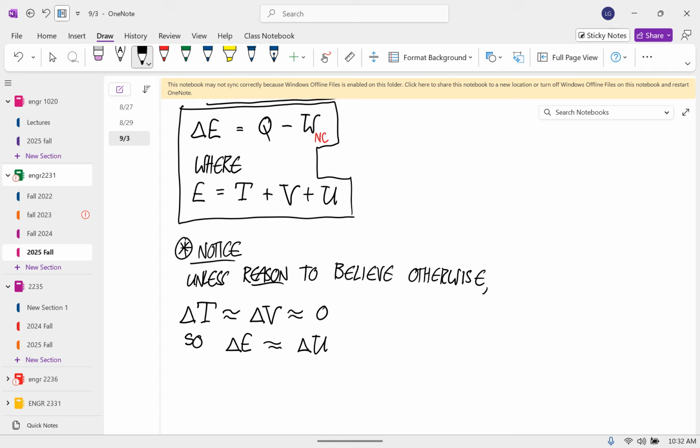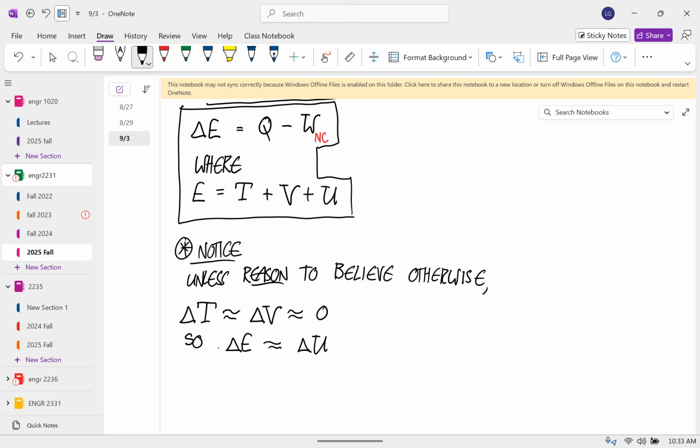What would be a reason to believe otherwise? Well, if it says something about your system going from this speed to this speed, then we're going to have to deal with the fact that, if your system is an object flying through space and the speed is changing, then the kinetic energy is changing. Or if it says something about your system changing heights, remember that gravitational potential energy has to do with the height of the object.